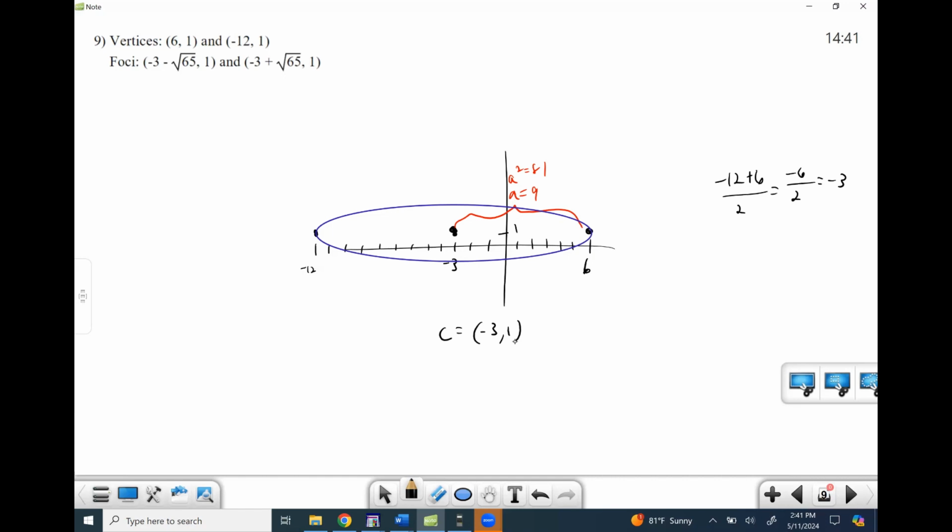Okay. And then the foci, I'm pointing out that negative 3 plus or minus root 65, comma 1. Well, they're giving us the C right there, because you know how it's always going to be, for the foci, it's always plus or minus C. So they're giving us the C. The C has to be the square root of 65. Well, these C's are confusing. Let me write center here so you guys know. All right. Okay. And we'll probably need to square that. So let's go ahead and square it.